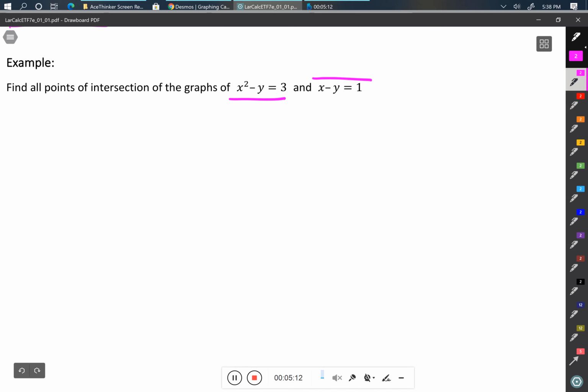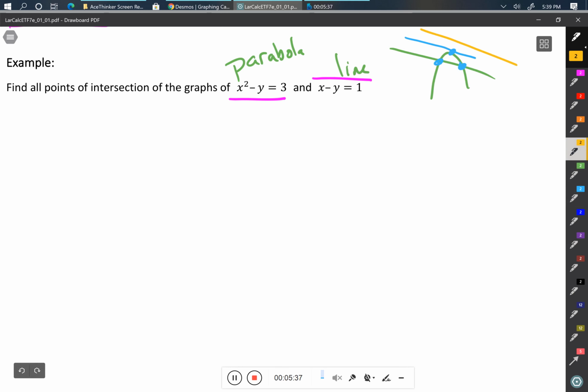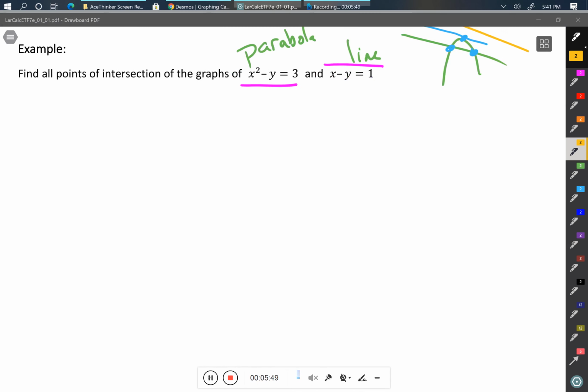Now, before we even get started, I'm realizing that this is a parabola and this is a line. I think that's a parabola opening down and a line. It could potentially have a couple of intersection points, or maybe just one intersection point, or maybe it could miss and have no intersection points. So before I even get started, this could have 0, 1, or 2 possible intersections. Now that I know how many I'm looking for, I'm going to go ahead and find them.